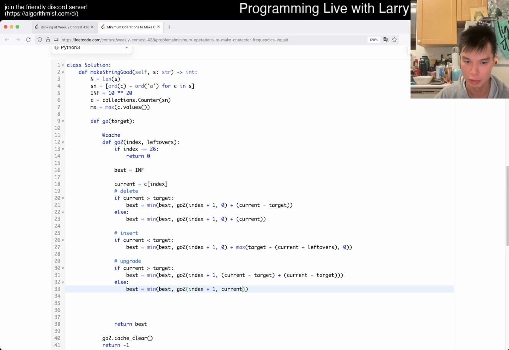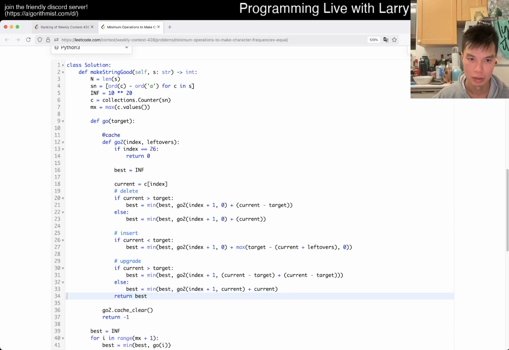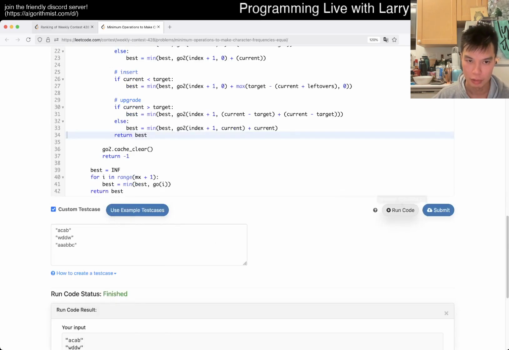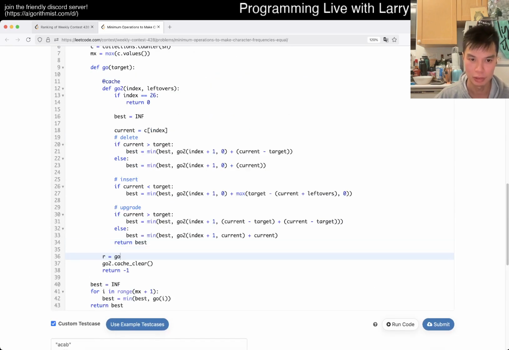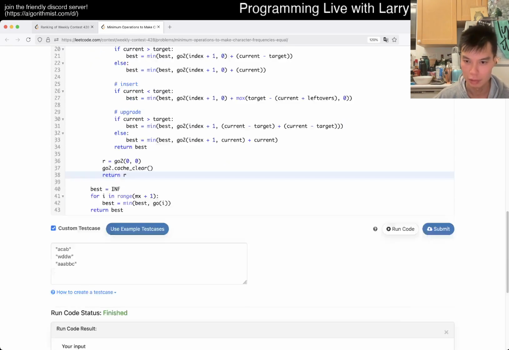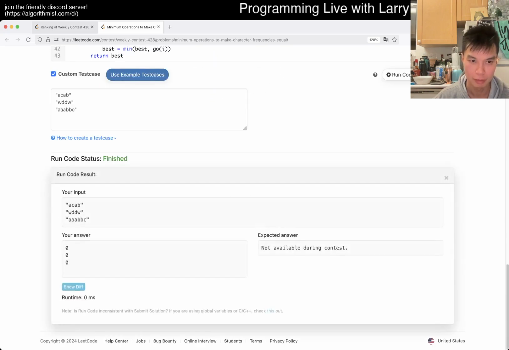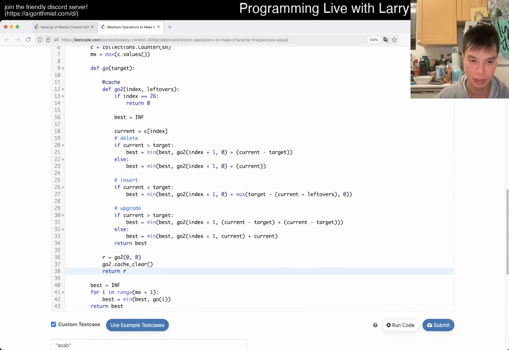Just current then, right? Okay, let's see if that works. Oh, well, you should probably call it, right? So R is equal to 0, 0. Something like that. Well, 0 is probably not the best answer for this, but that's okay.